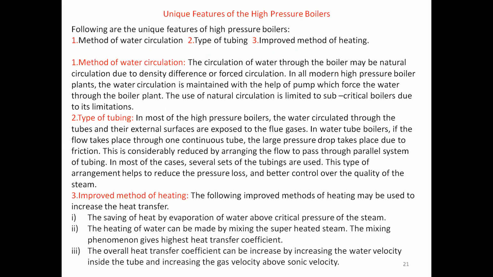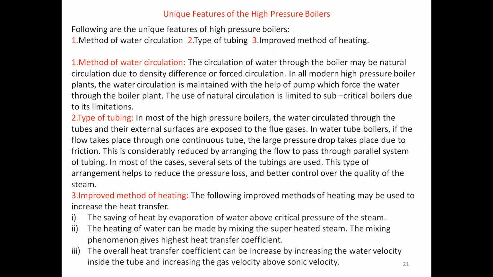Now we are going to the next slide. What are the unique features of the high pressure boilers? The first one is the method of water circulation. Next, type of tubing. Next, improved method of heating. What are the different types we have here? We can check it out here.